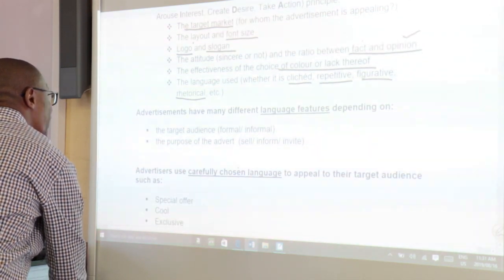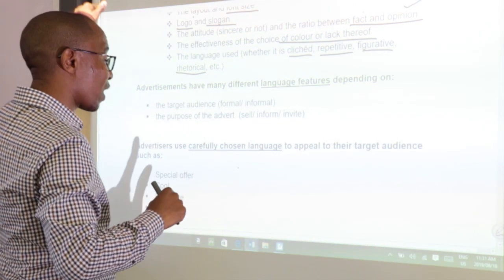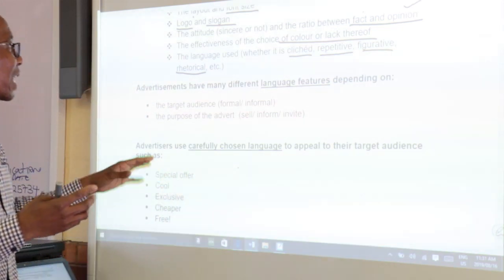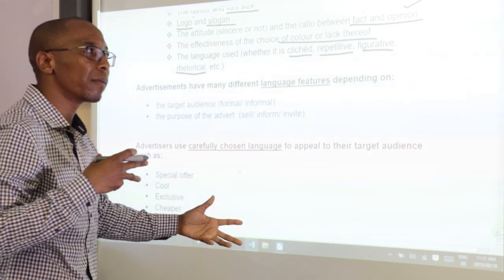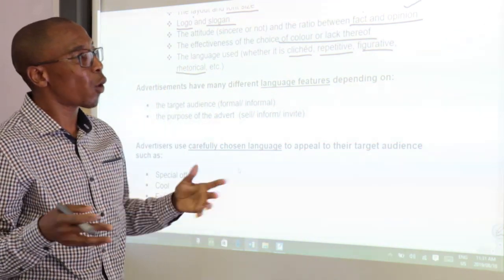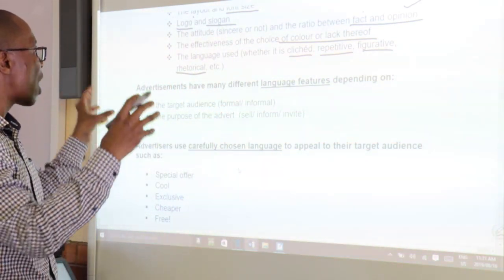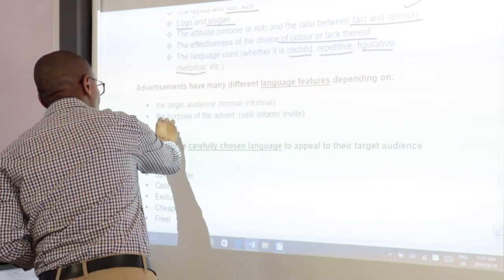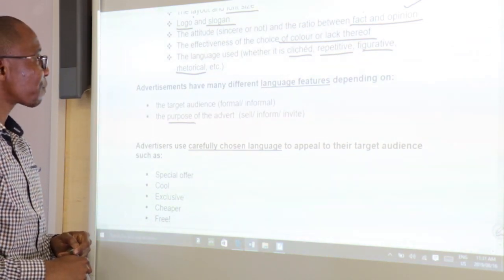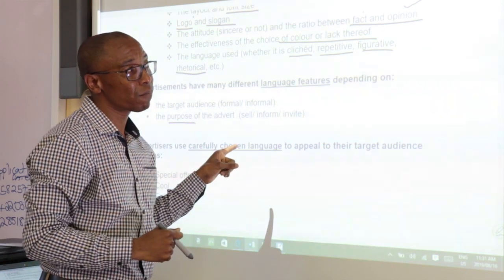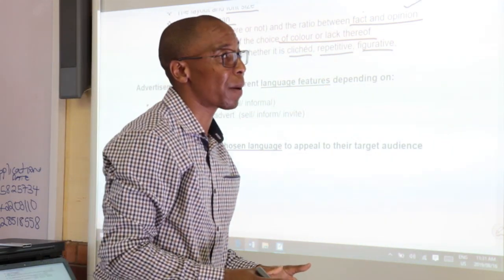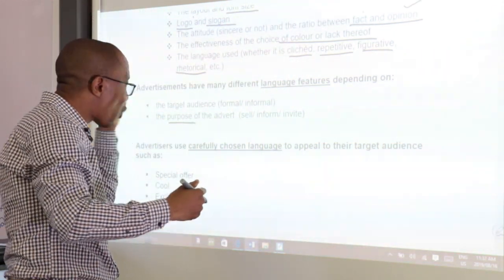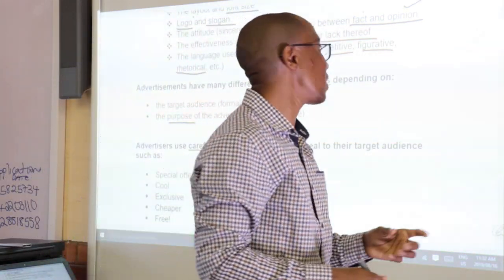Okay, advertisements may have many different language features depending on the target audience. If the advertisement is for the youth, teenagers, then they'll use informal language. Have words like cool, what's up, all of those things. And then if the advertisement is for business people, the language that will be used there will be formal. They'll use formal jargon that is related to that group of people. And then the language will also be related to the purpose of the advert. Is the advertiser aiming to sell a product, or is this advertisement just to inform the public about a particular service, or to invite people to go to a particular event and so on? So the language will differ according to the context that the advertiser is aiming to achieve.